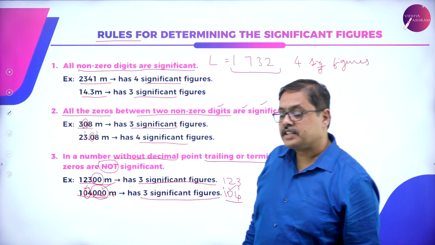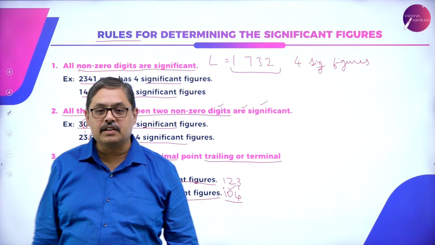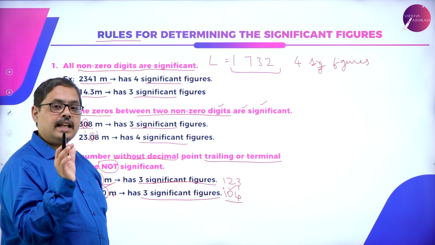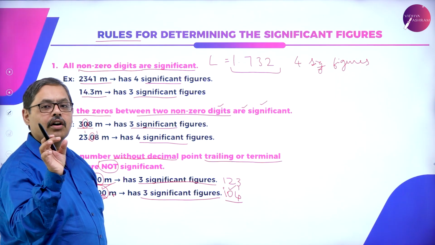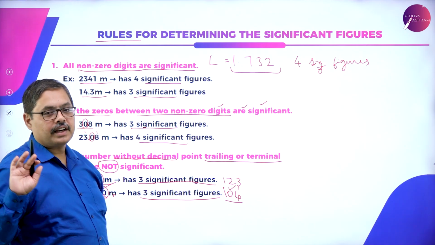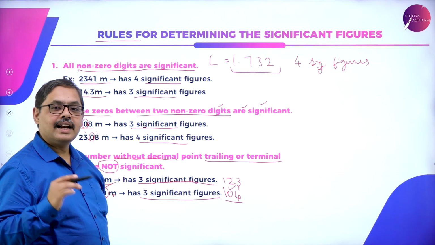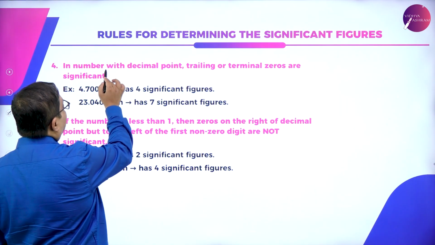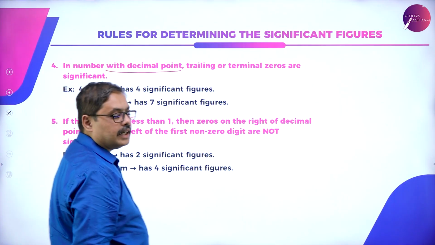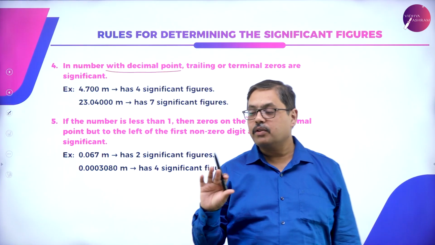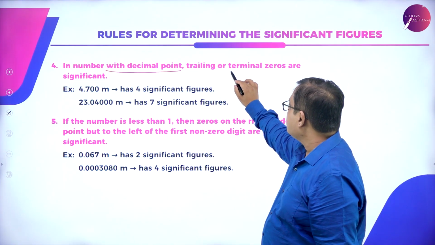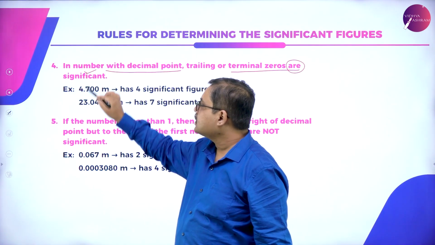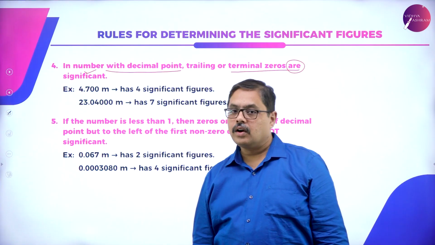So we understood that all non-zero numbers are significant, zeros between non-zero numbers are significant, and in a whole number, the trailing or terminal zeros are not significant. These were the first 3 rules. Let us have a look at the next 2 rules. The 4th rule says that in a number with a decimal point, not a whole number, terminal zeros are significant.